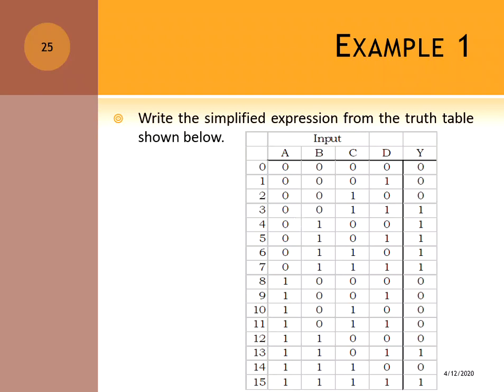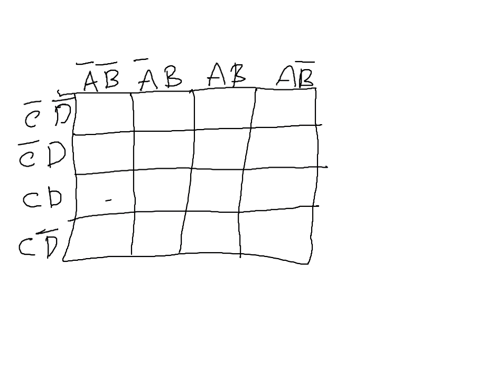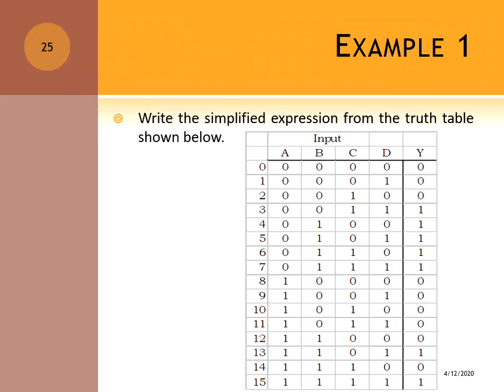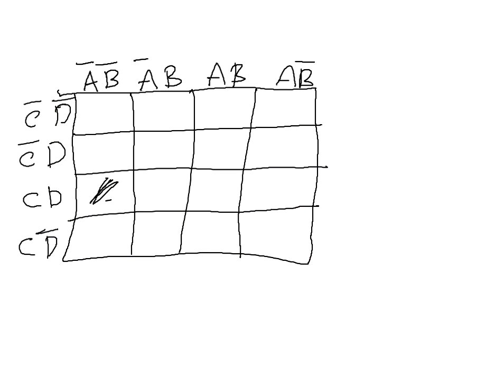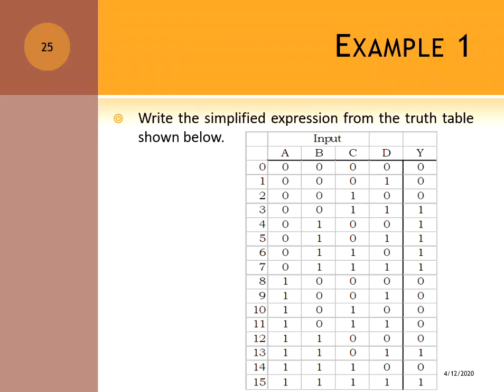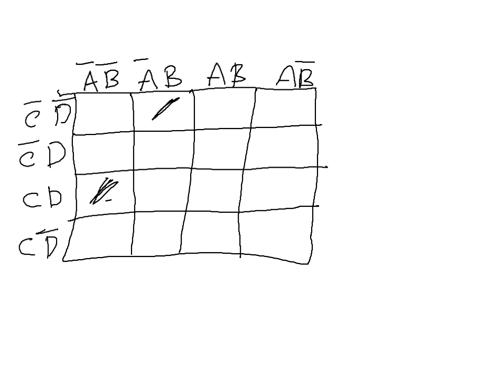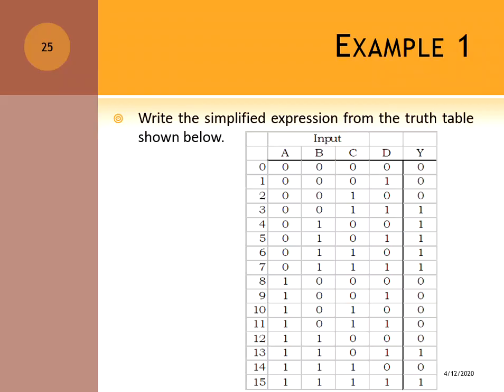Let's try to plot the first one: A bar B bar C D. Okay, 1. Next, A bar B C bar D bar. Next, you have to be careful here: A bar B C bar D. Where is it? This one. Next.